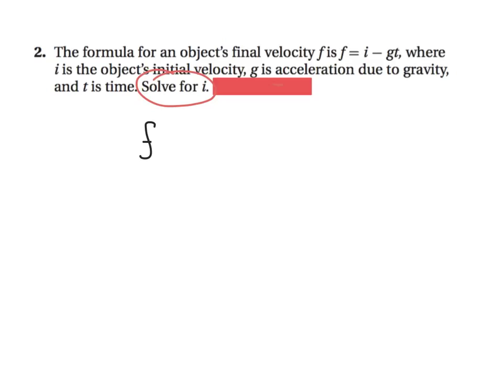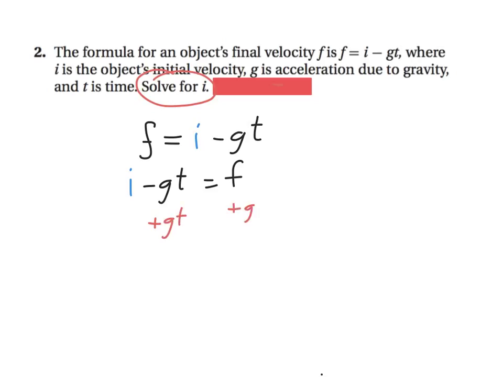Solve for I. So I'll write down my formula. F equals I, I'm going to put that in blue, minus GT. And just like always, I like to get the variable on the left right away. So I'm going to make it I minus GT equals F. You can see right away I need one inverse operation, which is to add GT to both sides.